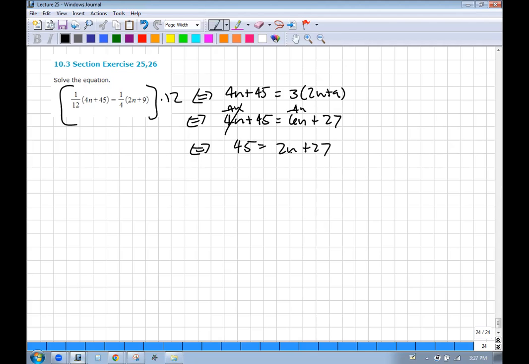I want the n. Let's get rid of this 27 here. 45 minus 27, and what is that? 18, I think. Let's cancel. Divide both sides by 2. n is 9.